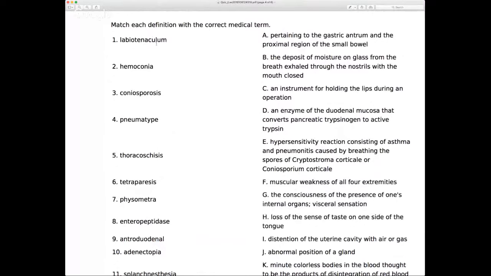Just to point out this word labiotenaculum, an instrument for holding the lips during an operation. This word actually has a diminutive suffix culum, but notice it's not actually included in the definition. The idea, I think, is that it would be a small instrument since what it's doing is holding the lips during an operation. And it has the word lip and the word for hold.